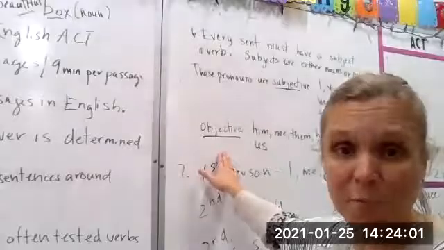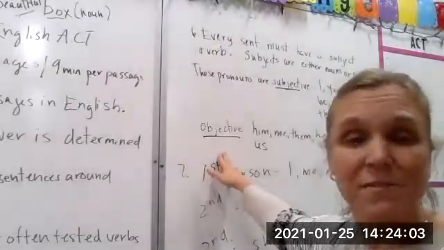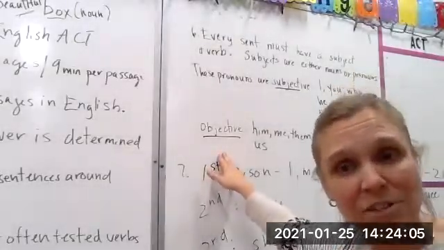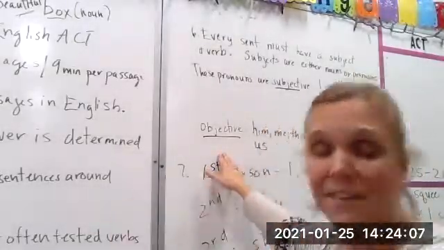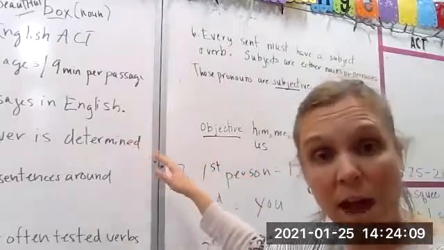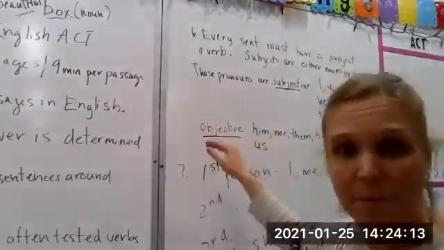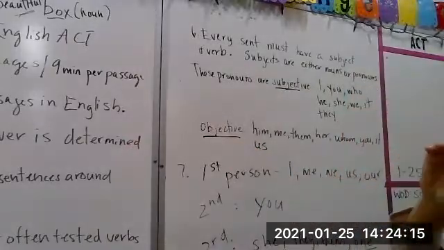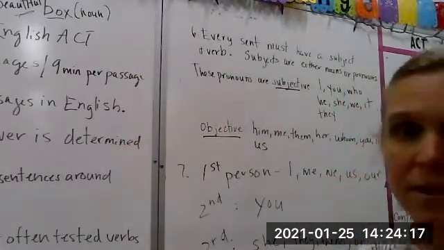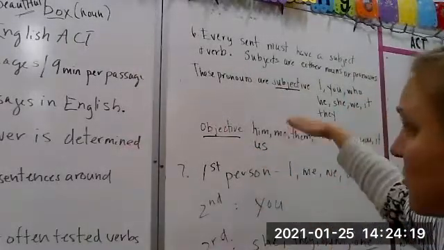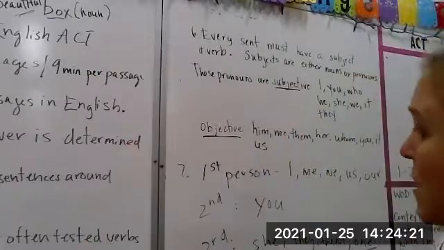Because those are objective pronouns. You use those as the object of the sentence. They're the receiver of the action. Whatever the verb is doing, they're receiving that action. Or they're the object of a prepositional phrase. So, I went to the store with him, right? Okay, so just kind of know, we're going to get into that more heavily.